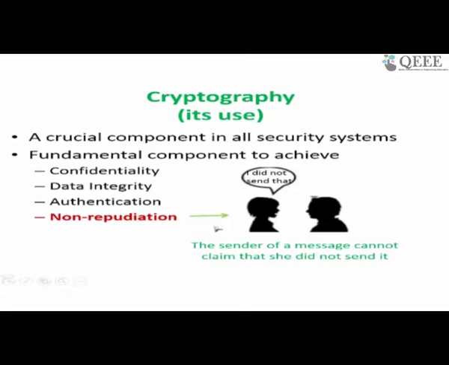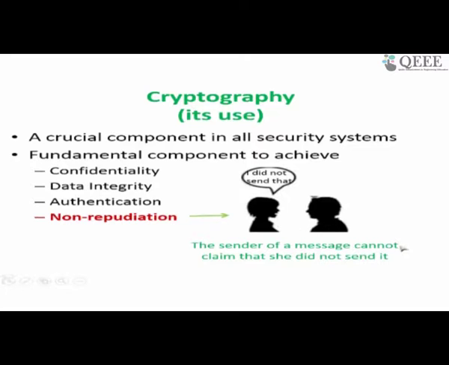This is what we call non-repudiation, where a person will not be able to claim that she did not send a particular message or did not state something to the other person. And again here we use a lot of cryptography.